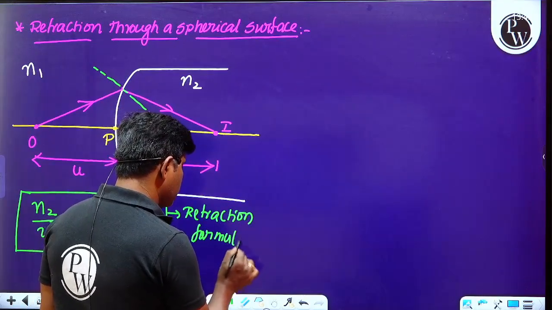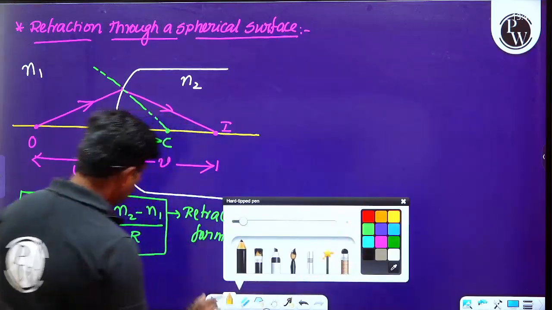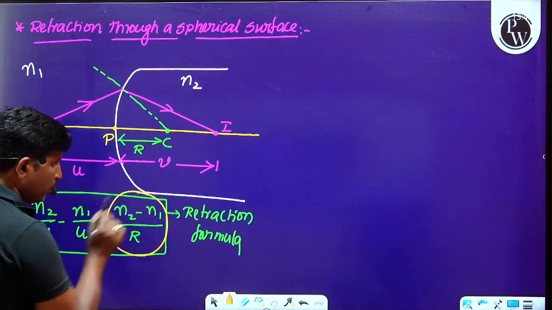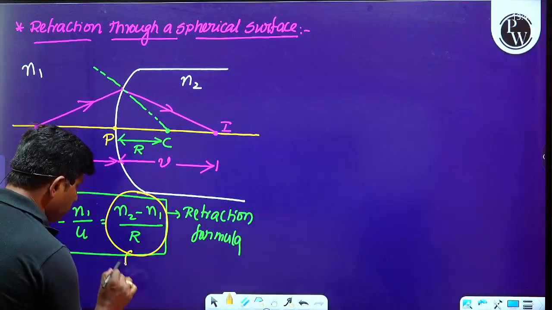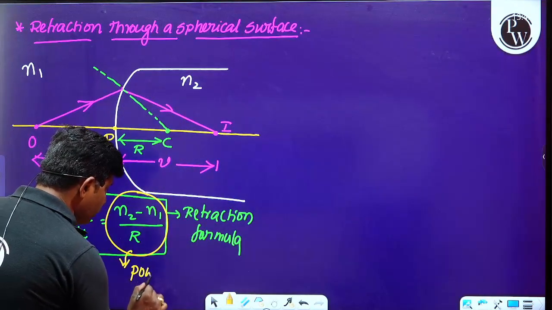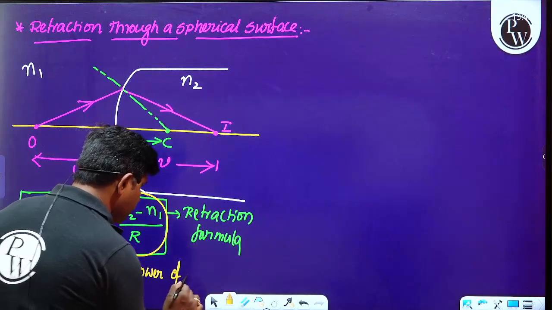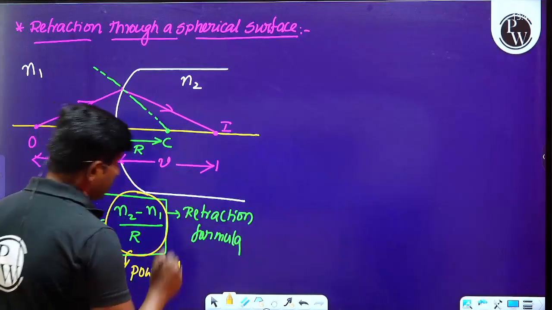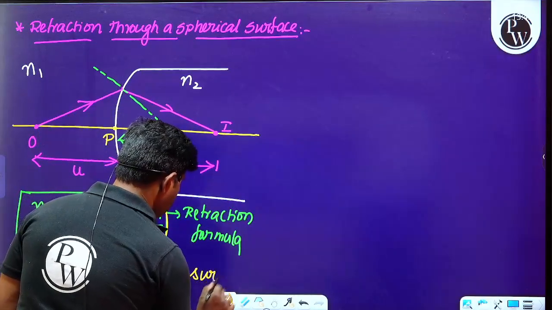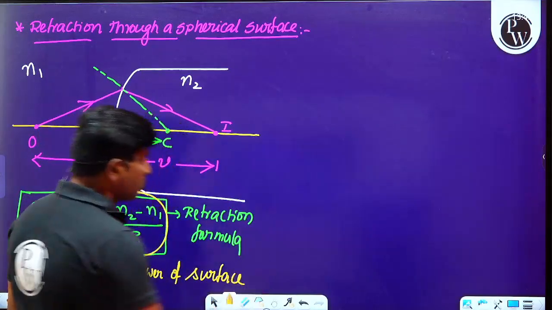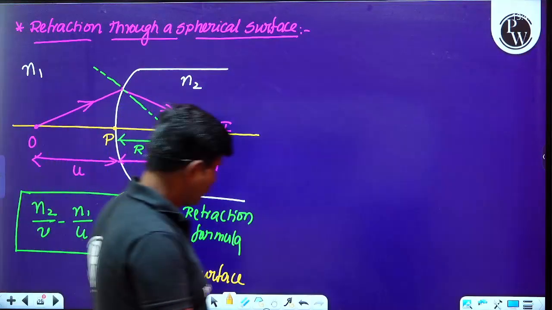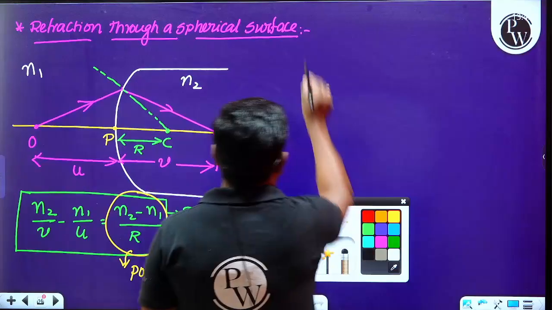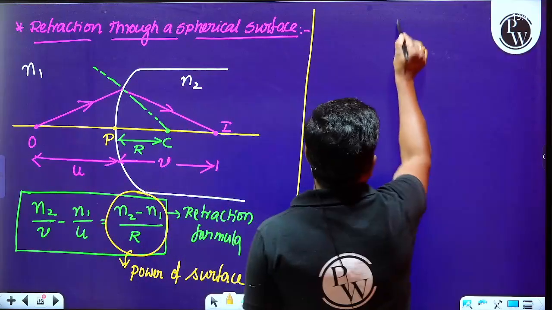And please make sure about these points here clearly. And this quantity (n2 minus n1) by R is there, no? This particular quantity represents the power of the refracting surface. Okay, so like that we have to understand about the refraction formula. Later we can move on to the lens.